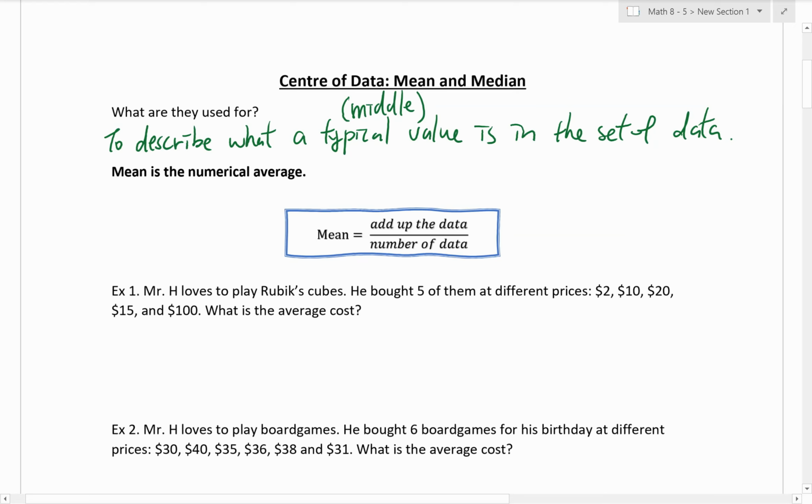Mean and median use different methods to describe what a typical value is. First of all, mean. Mean is the numerical average. To calculate the mean, all we need to do is add up all the data and divide it by the number of data points that we have.